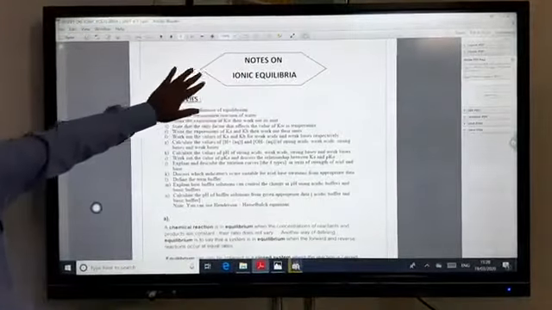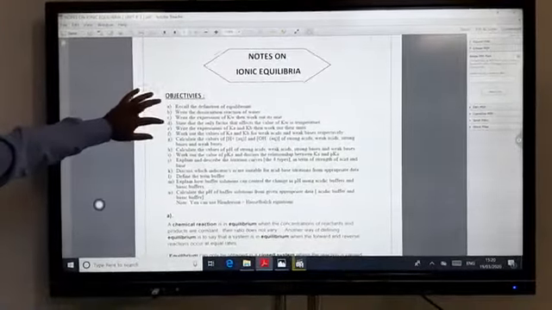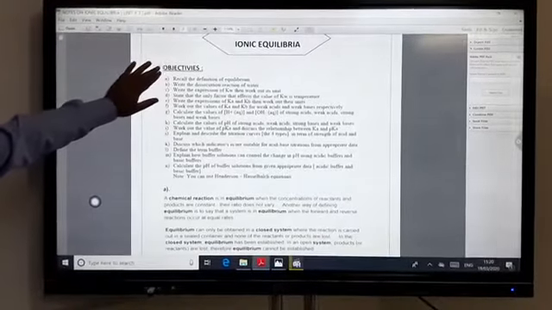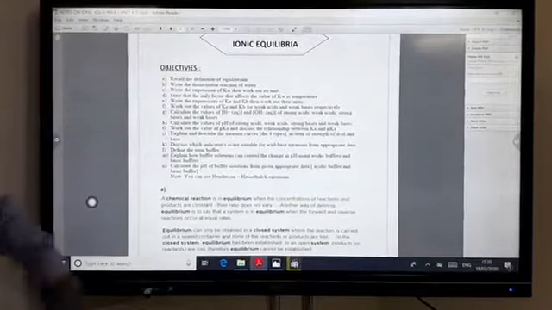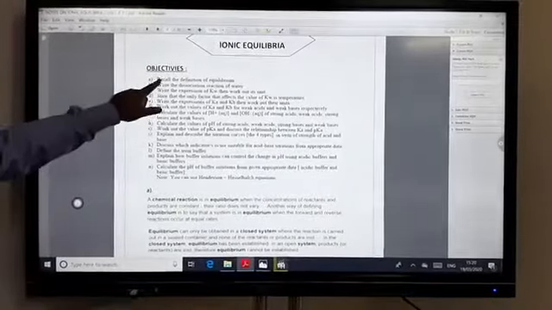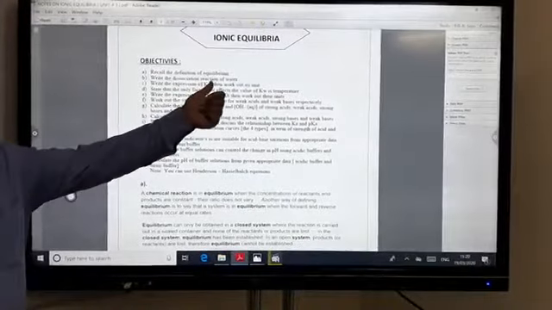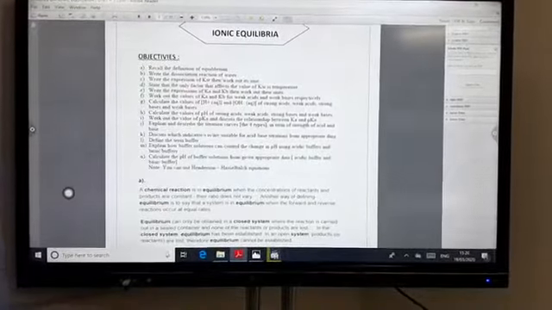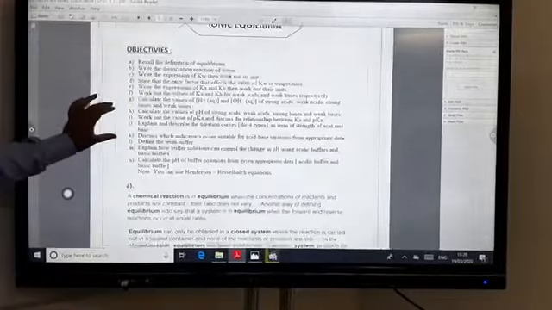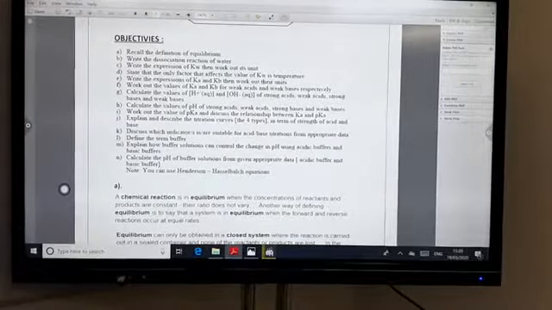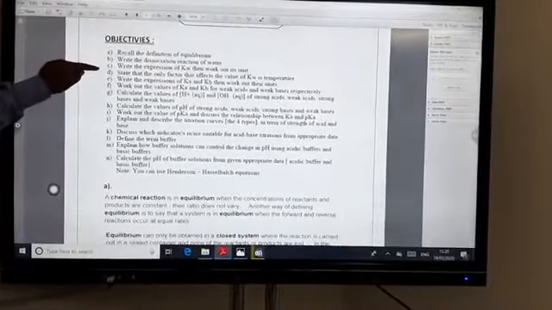Notes on ionic equilibrium. We are going to start today the third unit, ionic equilibrium, and these are the objectives of what we are going to learn. The first one is to recall the definition of equilibrium, then write the dissociation reaction of water, and the third one is to write the expression of Kw, then work out its unit. So till here we will start first.